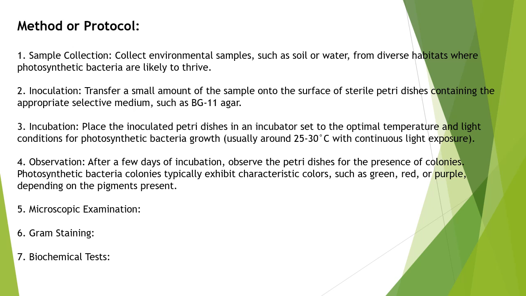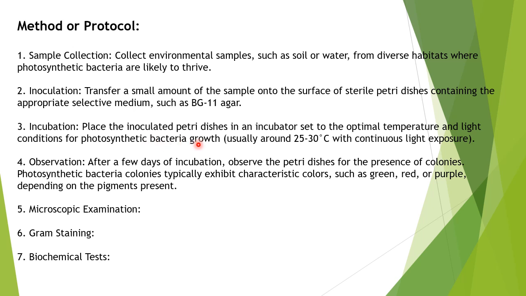Now a general protocol for cyanobacteria. You collect a sample from, say, your nearby garden or pond, and you try to isolate cyanobacteria from that. You transfer a small amount of sample onto the surface of a sterile petri dish containing PG11 agar. Place the inoculated petri dish in an incubator at optimal temperature, say 30 to 35, or around 25 to 30 is also okay, with continuous light exposure, which is very crucial here.